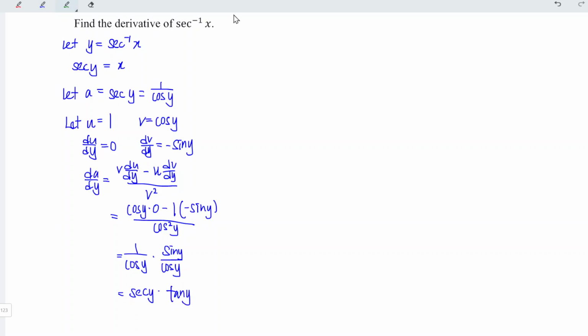Let's copy the function again. We have secant y is equal to x. And what we need to do here is to differentiate both sides with respect to x. And we know that secant y is equal to A, which is the one that we let before. So we have dA/dx is equal to, differentiate x with respect to x, we obtain 1.